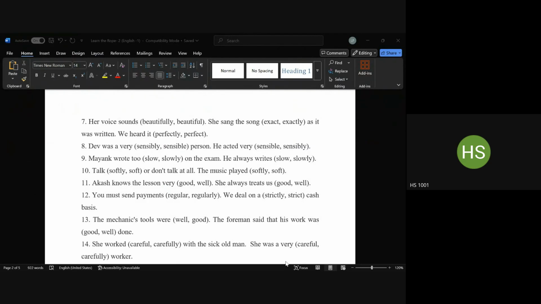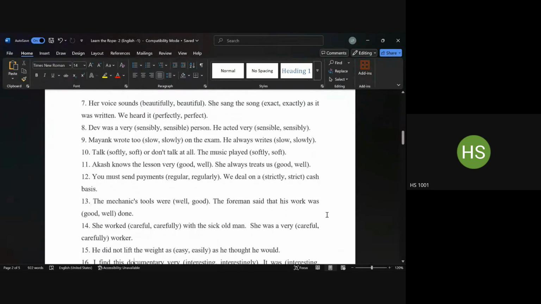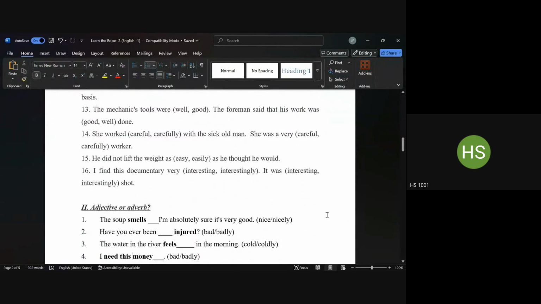Okay. Let me scroll the page a bit. Next one: she worked carefully with the sick old man. Carefully. She was a careful worker. Careful work, right? Next: he did not lift the weight as easily as he thought he would. What would be the answer? Easily. He did not lift the weight as easily as he thought he would, right?